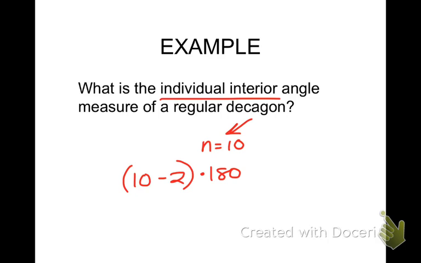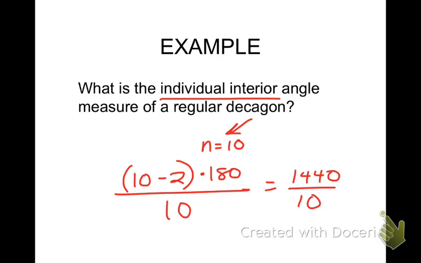That gets me the sum of all 10, but I want just an individual one, so then I would divide whatever that number is by 10. Yeah, so 8 times 180 is 1440, divided by 10. Gets me a final degree of 144 degrees. So that means in a decagon, if it was a regular decagon, each individual angle would be 144 degrees.